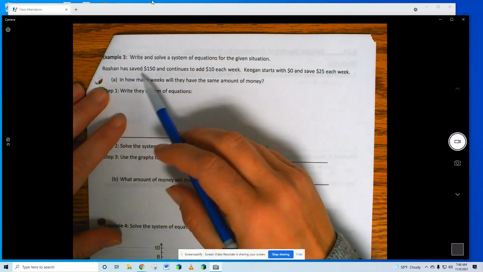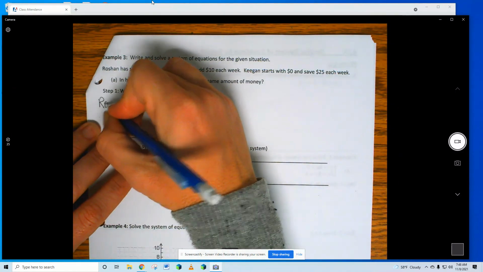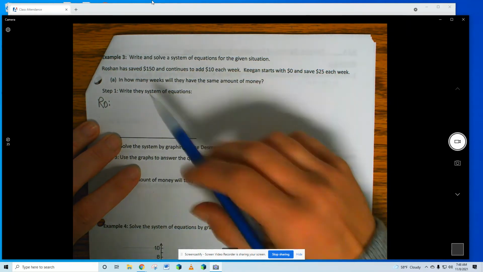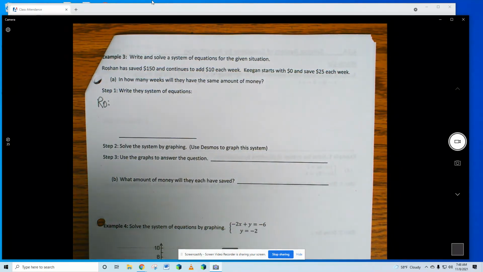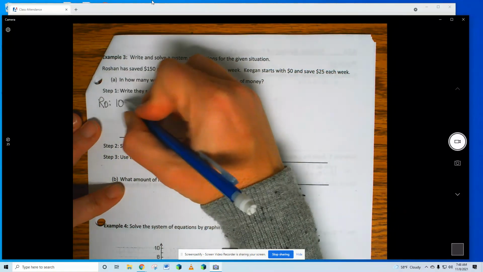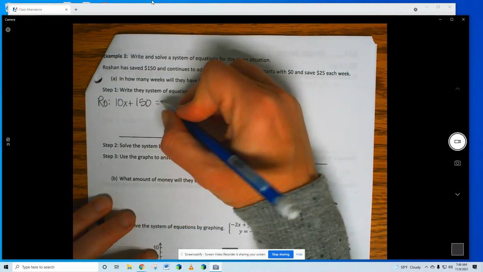Roshan has saved $150 and continues to add $10 each week. How do I write the equation for Roshan? Let's have Roshan be a boy. He saves $150 and adds $10 a week. I have $150 and I add $10 every week. What does the x go with? The 150 that I start with, or the 10 each week that I don't know how many weeks? The 10. Do you want to do 10x plus 150 or 150 plus 10x? It doesn't matter. So this equals y. I could put the y after or before.